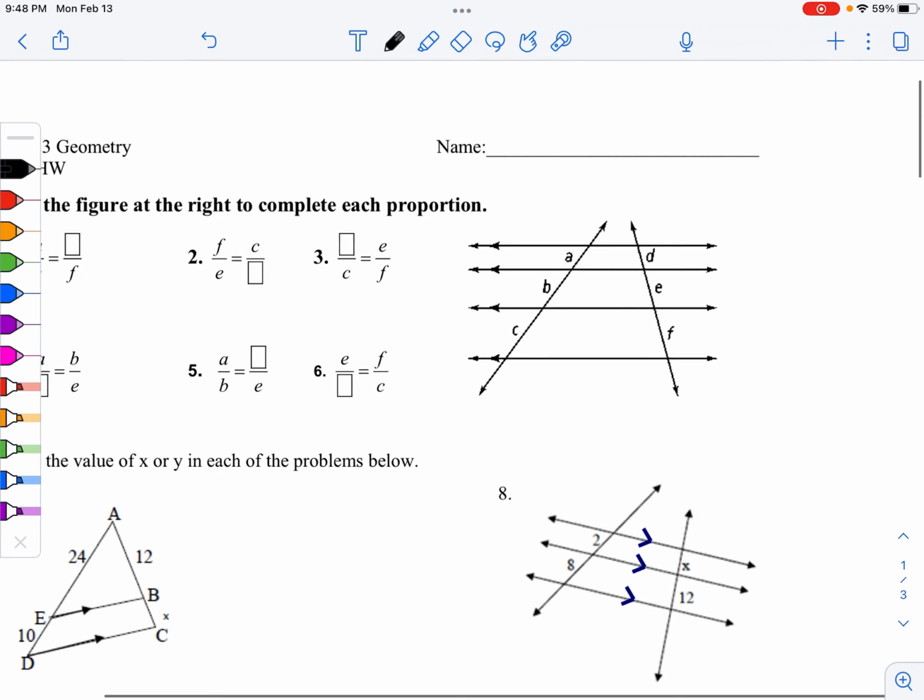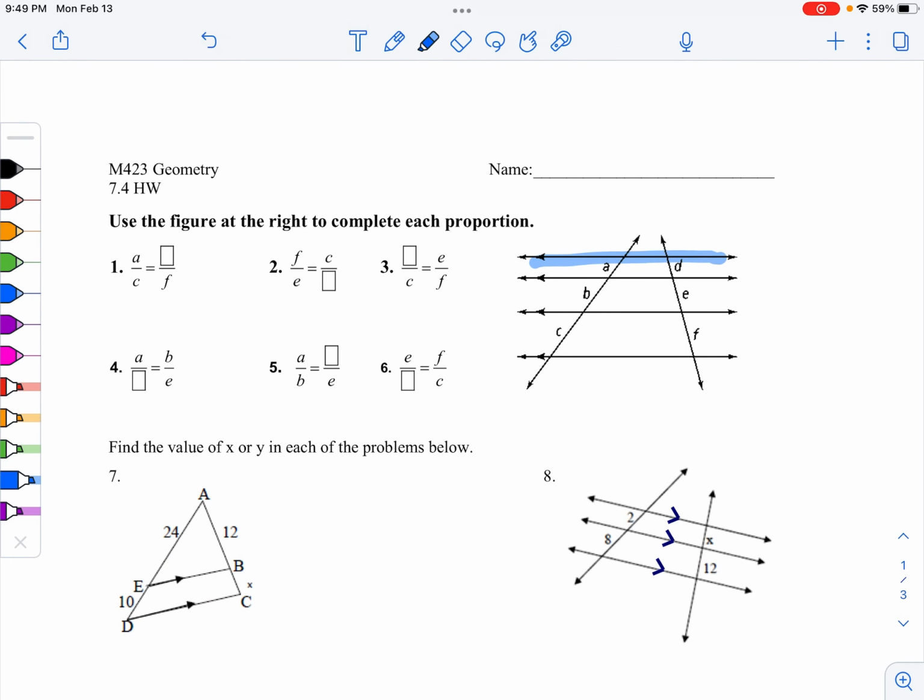So this is straight up side splitter theorem. You could see that there are a number of parallel lines here. And when we have parallel lines and two transversals or more going through them, it creates proportional parts or proportional segments. So looking at this, it's pretty much a matching game. So A over C is proportional to, or equal to, blank over F.